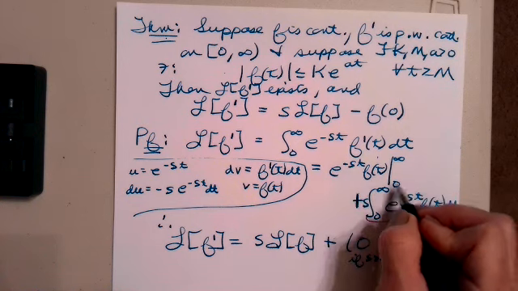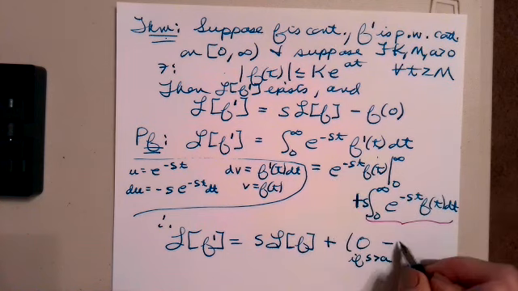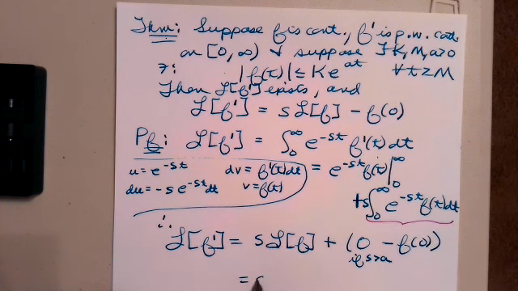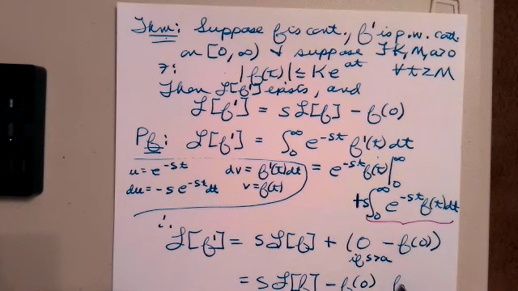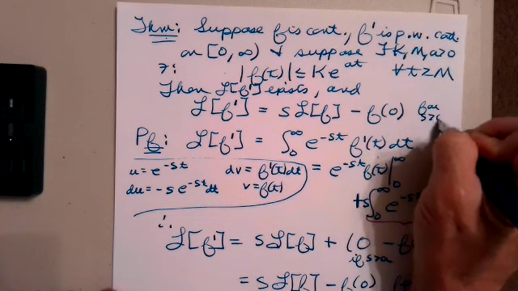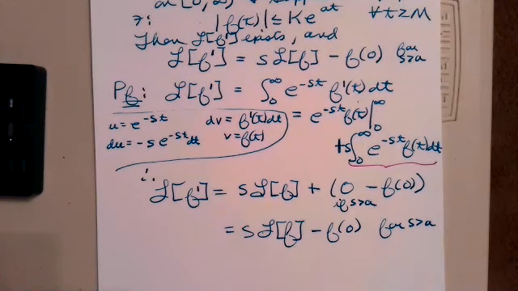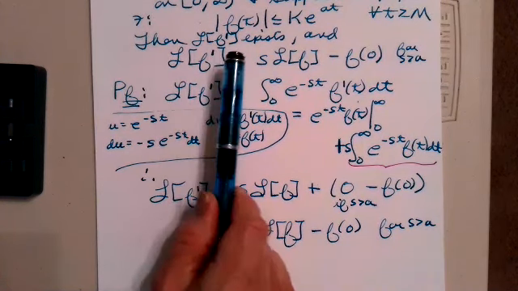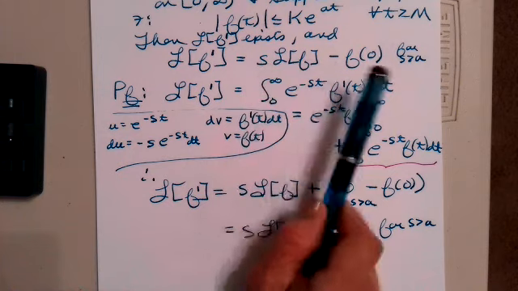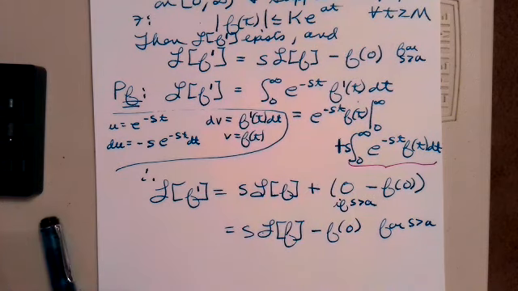But what's the value at 0? When t equals 0, it's e to the 0, that's 1, and minus f of 0. Okay, so the formula is s times the Laplace transform of f minus f of 0 for s greater than a. I should have said this for s greater than a in the theorem. Sorry, left that off. Okay, so that's why that formula works. So the Laplace transform of the derivative is you just take the Laplace transform of the original function, multiply it by s, the transform value, and then subtract the value of the original function at 0.